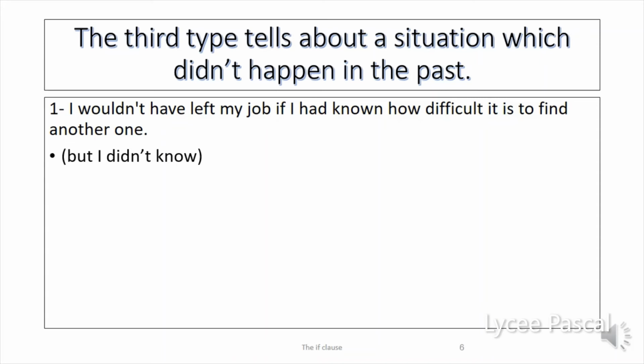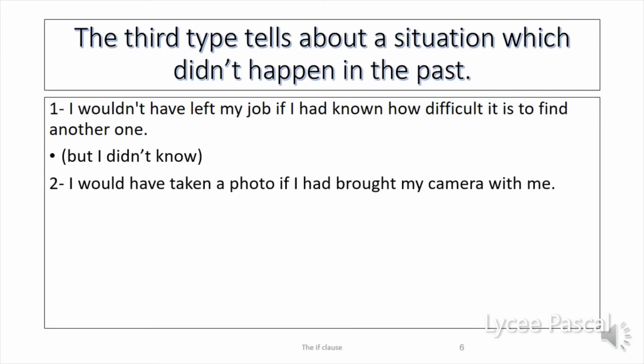So we're going to put a condition. If I had known. The situation was in the past, I didn't know. We cannot change the past. I left my job, so I would say in a condition, I wouldn't have left my job. Wouldn't have: in the main clause, we use would plus have plus past participle. I had known: verb to have in the past, had plus past participle, past perfect.